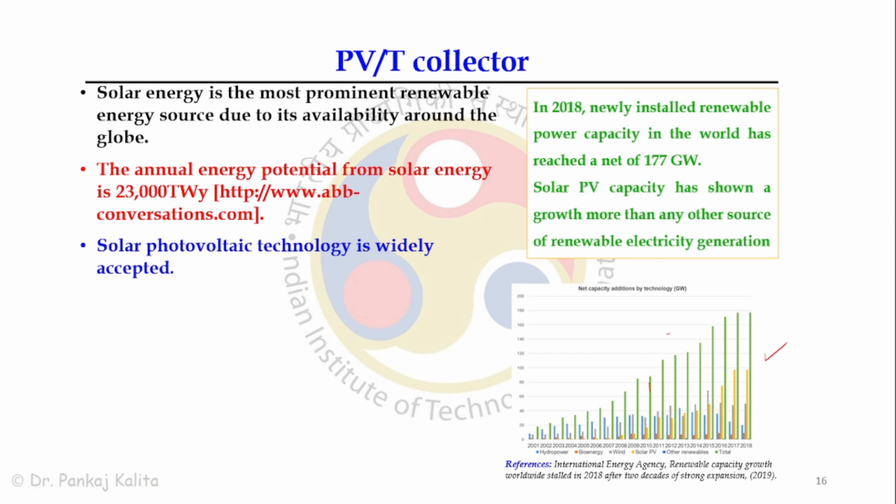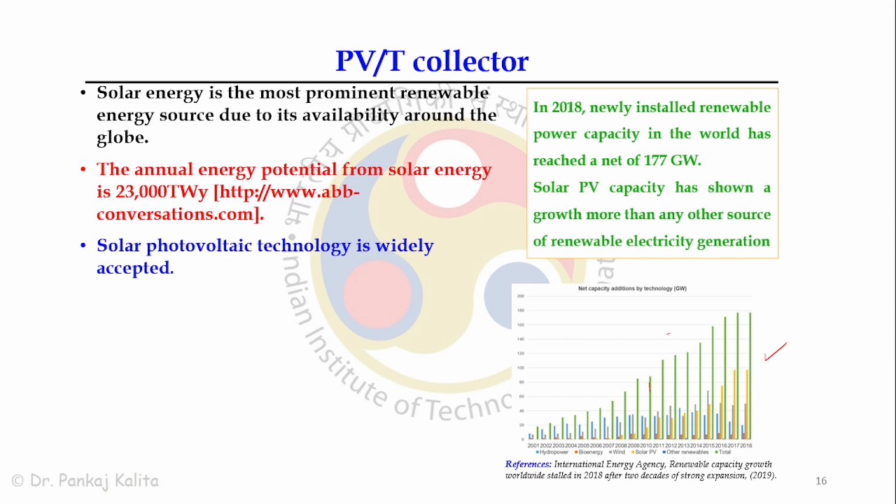But the main problem is that this is intermittent in nature and not distributed uniformly. Like the people living near the equator get more solar energy than people living near the Arctic poles. This is how the distribution is. So that is basically natural distribution.